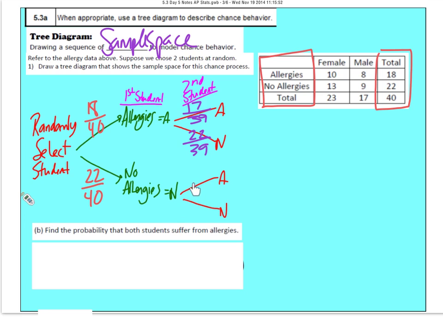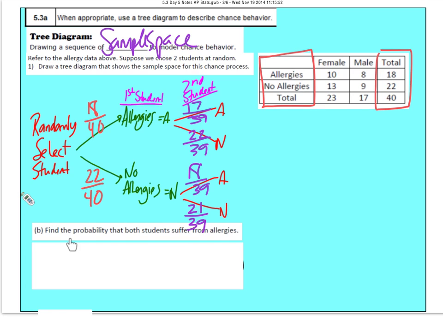Looking at this branch, 22 out of 40 of the first one had no allergies. So now, how many have no allergies? Assuming I did have someone with no allergies here, I know I'm going to have 21 out of 39. This branch here, I never had anyone with allergies before, so there's still going to be the chance of 18 out of 39. So based on that, will that help us answer a probability question?